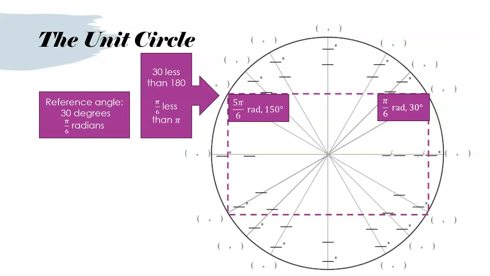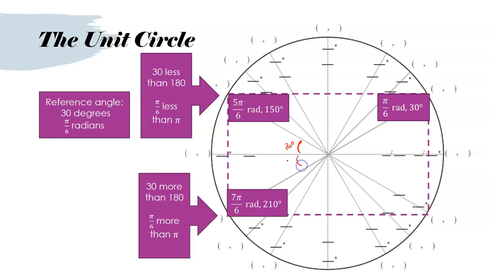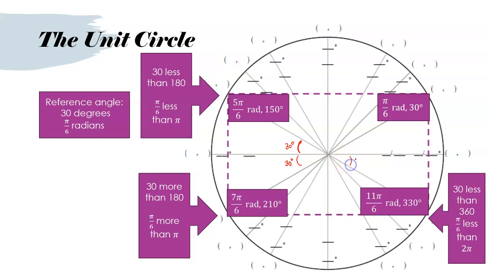The other point on this rectangle is going to be 30 degrees less than pi. So this angle is 30 degrees less than going all the way to pi, or 30 degrees less than 180 degrees. The next point is going to be 30 degrees more than 180 degrees. And then the last one is going to be 30 degrees less than 360. It's supposed to be 30, but my handwriting is bad. And notice that all of these radians are over 6 because they all involve 30 degrees.